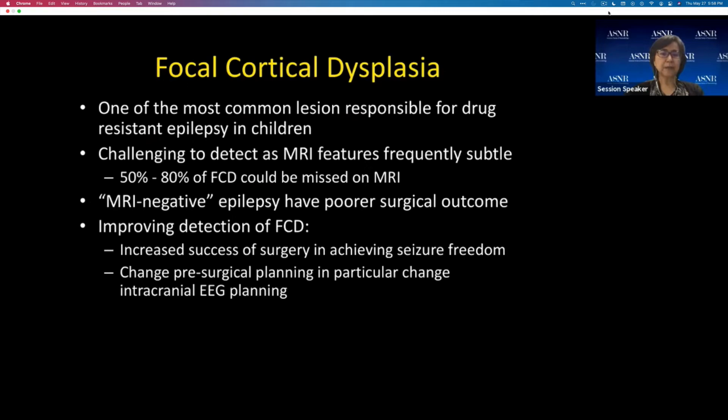Patients with MRI-negative epilepsy have poorer surgical outcome compared to those with a lesion seen on MRI. By improving the detection of focal cortical dysplasia, you increase the likelihood of seizure-free surgical outcome and can change pre-surgical planning by changing placement of intracranial EEG electrodes.